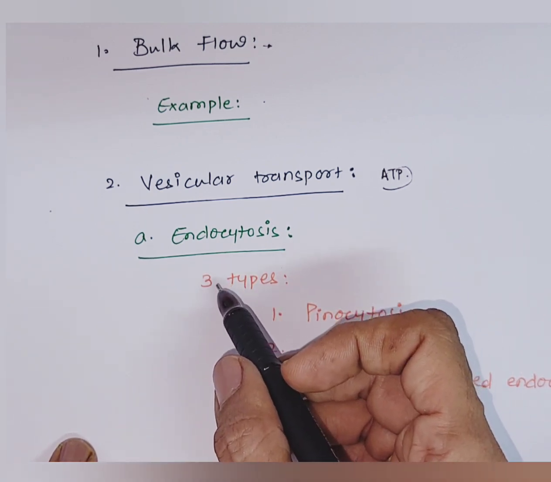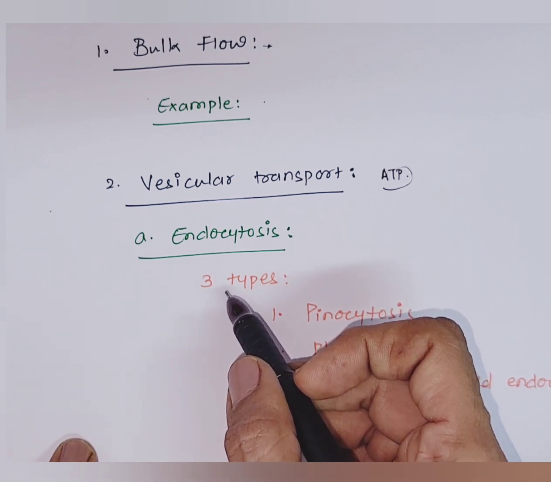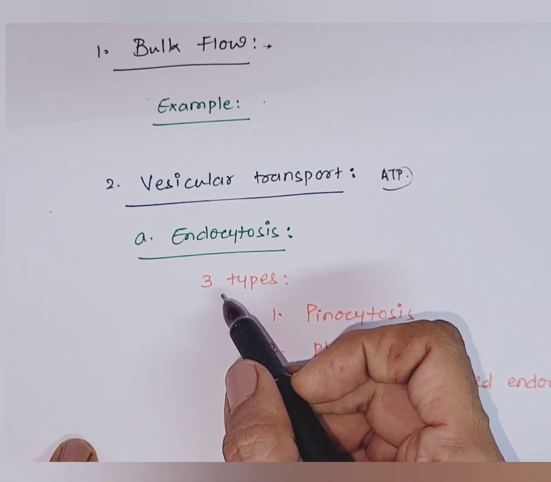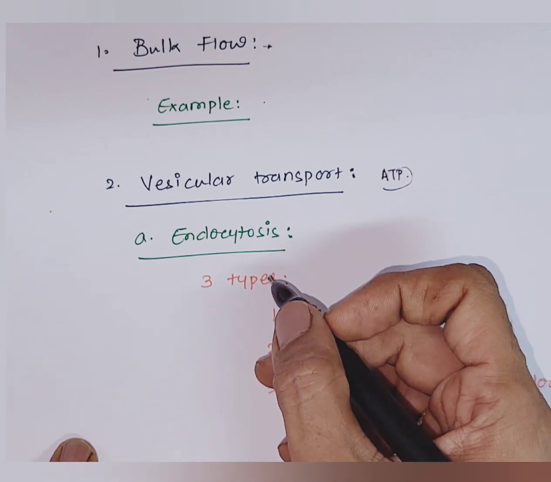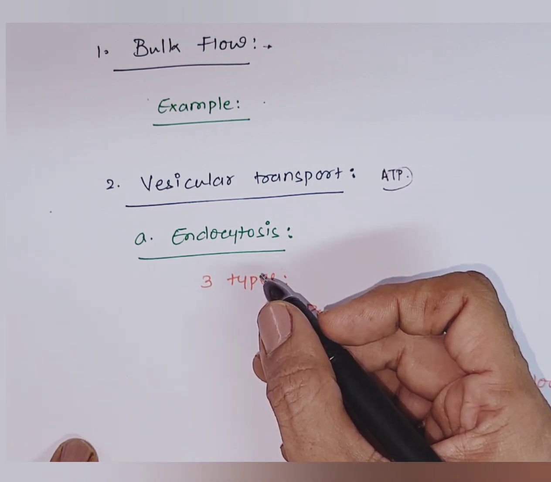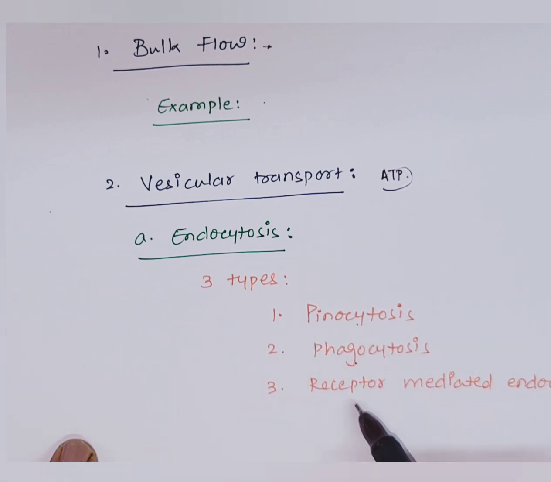Starting with endocytosis. Endo means entry inside the cell. So macromolecules enter inside the cell. Here there is infolding of the membrane. The membrane is folded inside and a vesicle is formed. Now it is again of three types: pinocytosis, phagocytosis and receptor mediated endocytosis.